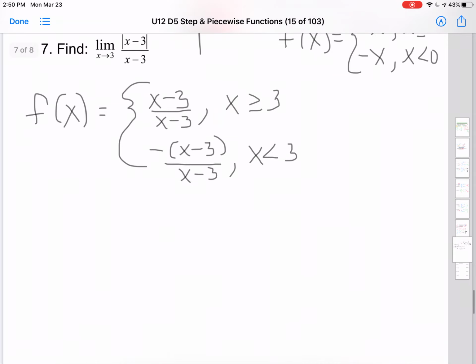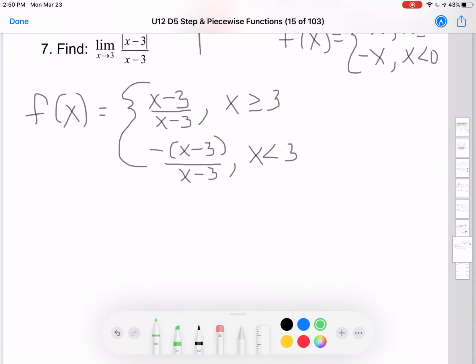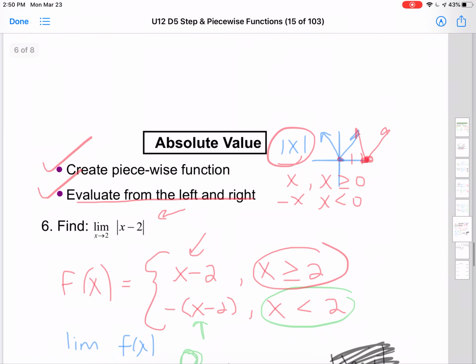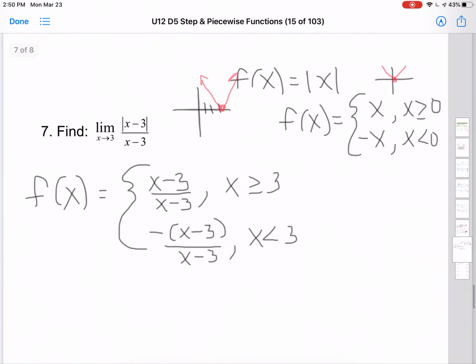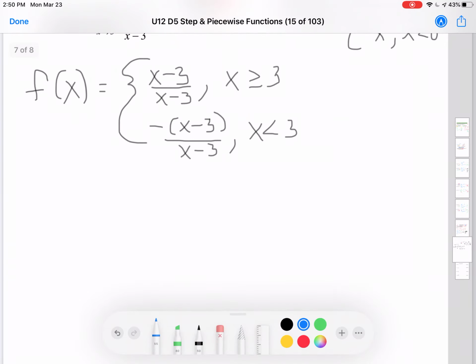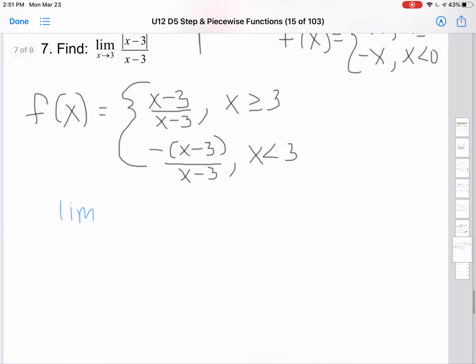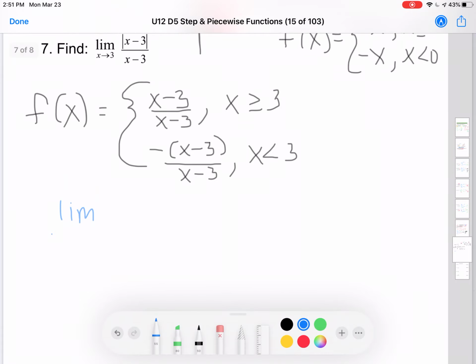Okay, let's make a little bit of space for the limit. So again, just go back. I want you to remember what we're doing here. These are the steps. The first step is to create the piecewise function, and the second step is to evaluate from the left and right. Okay, so let's take the limit. Now I covered it up, I can't see it. What were we taking the limit of? Okay. The limit as x approaches 3 from the left, and the limit as x approaches 3 from the right of f of x.